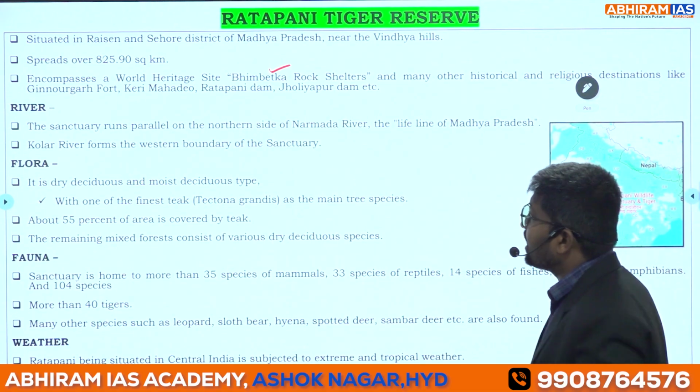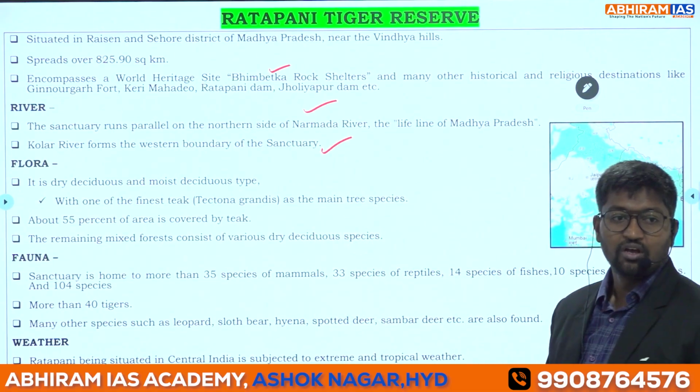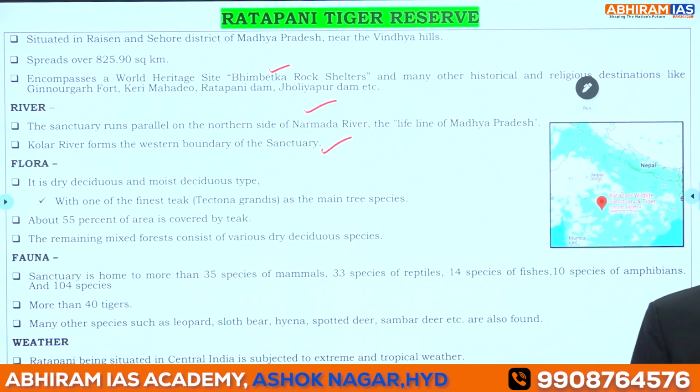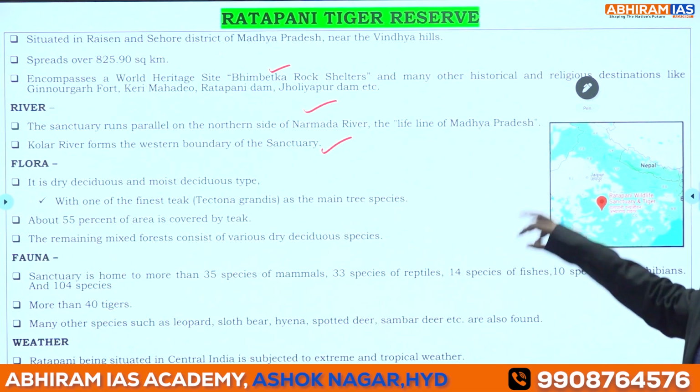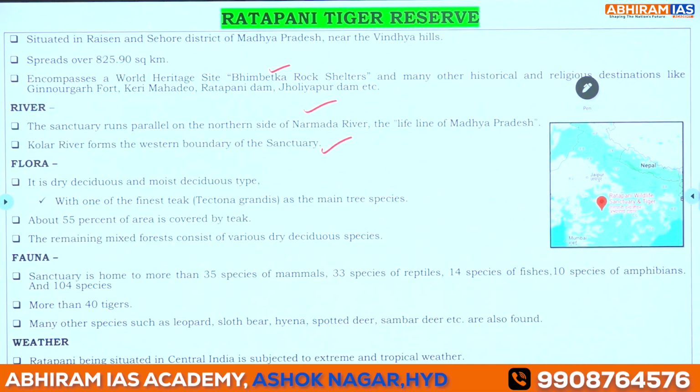You should have the geographical understanding of it. Okay, they are not asking where this Ratapani Tiger Reserve is located. They are asking about the geography. So the sanctuary runs parallel to the northern side of Narmada River, and Kollar River forms the western boundary of the sanctuary.